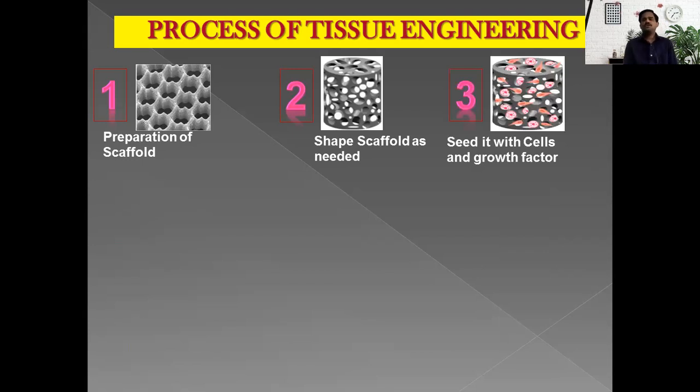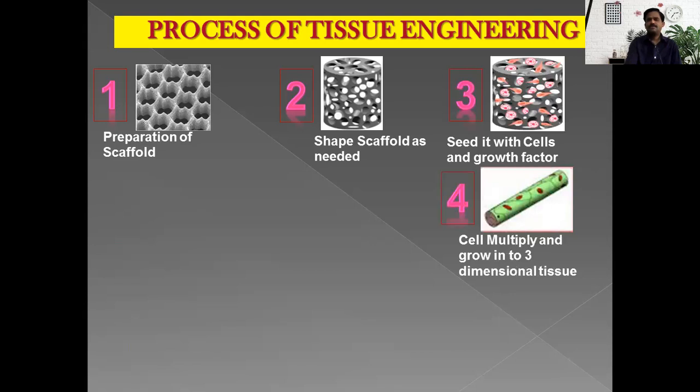Now the scaffold is incorporated with the cells and the growth factors. Now after seeding the cells and the growth factor, the cells multiply and grow into three-dimensional tissue. Means as soon as the scaffold is incorporated with the cells and the growth factor, the cells and the growth factor start to create the three-dimensional tissue.